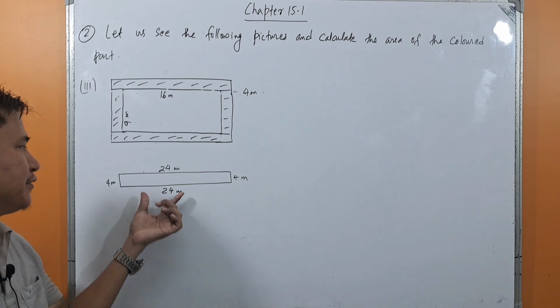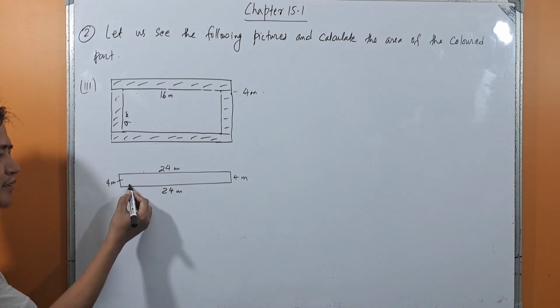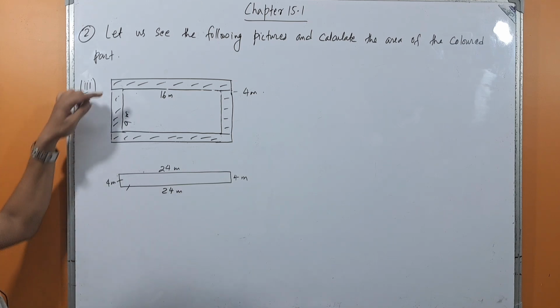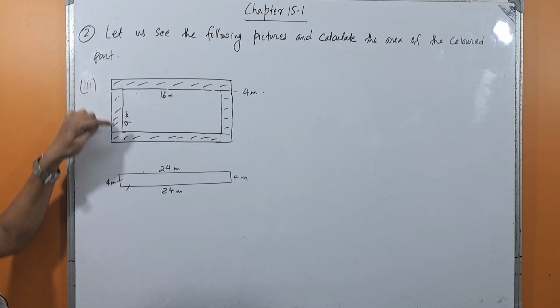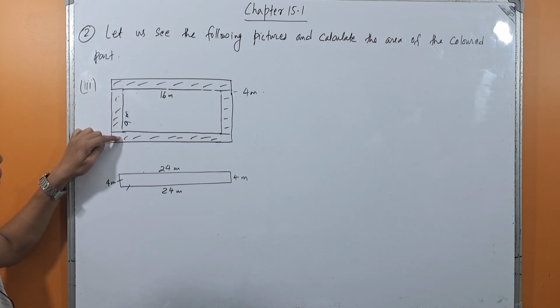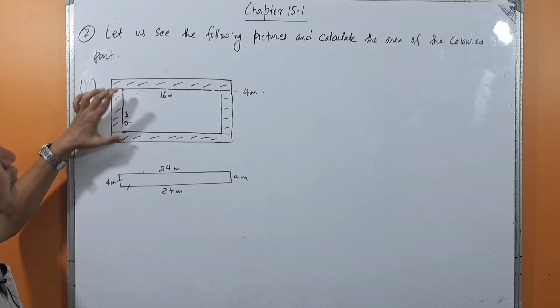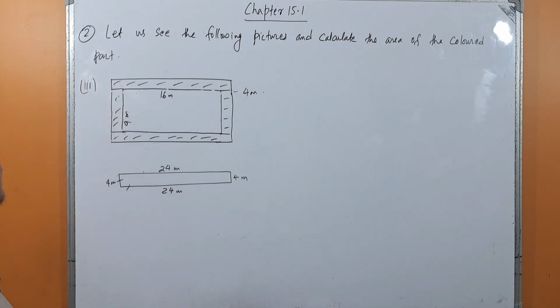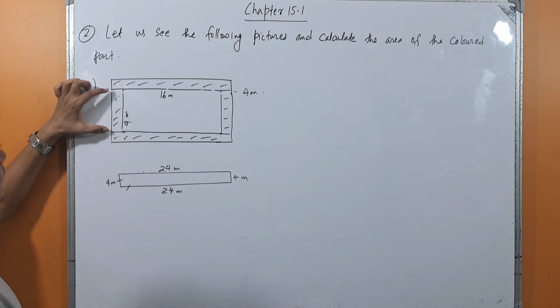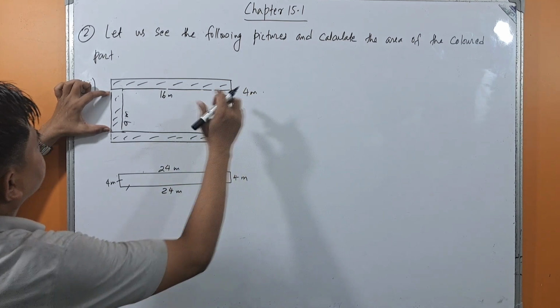We can find the area of this rectangle by simply multiplying the adjacent sides, isn't it? But we have a similar rectangle here as well. So what we do? We find the area of one rectangle and we multiply with 2. We get the area of two rectangles at a time. Now we have other rectangles here also.